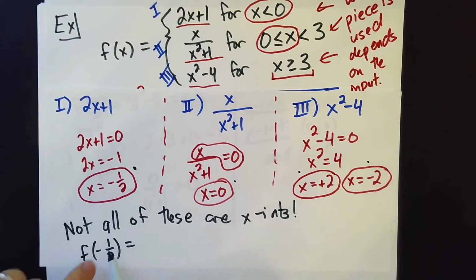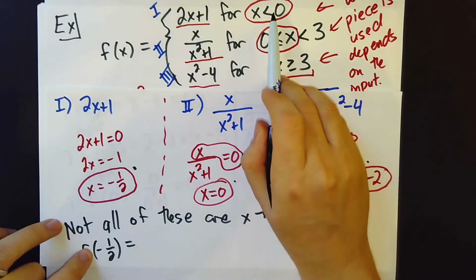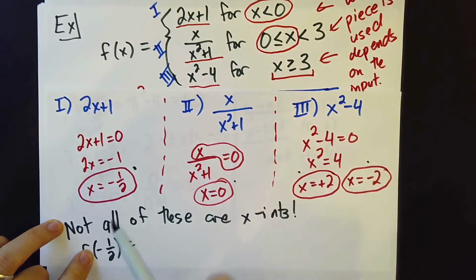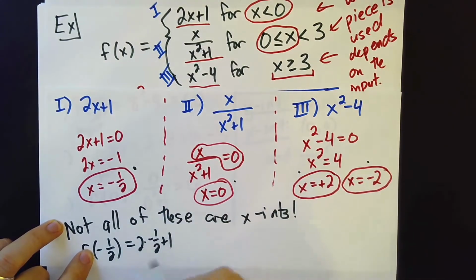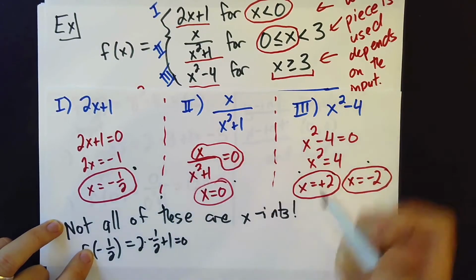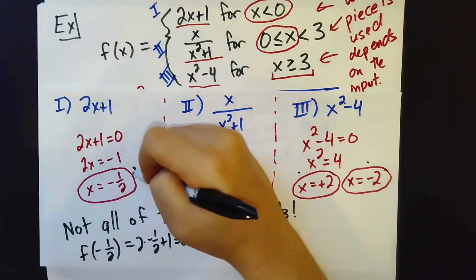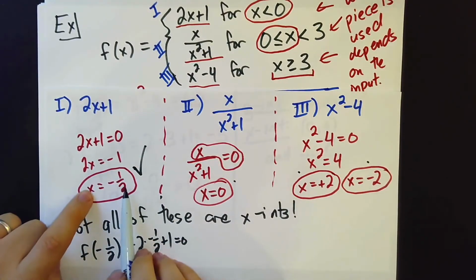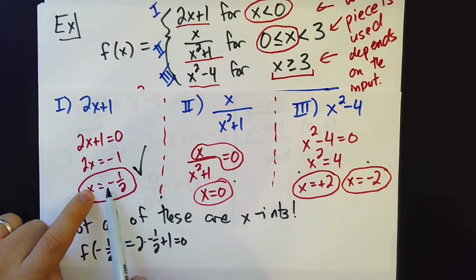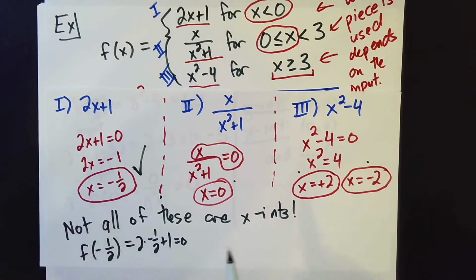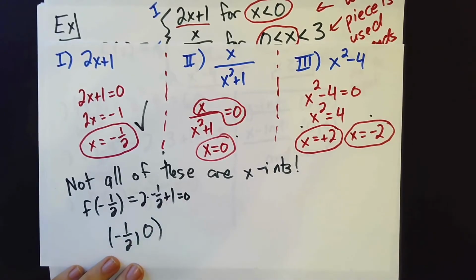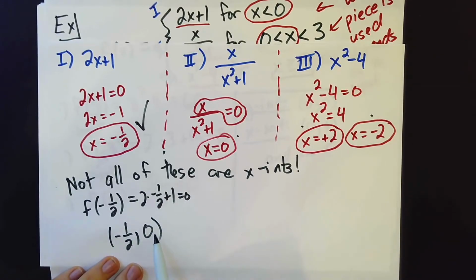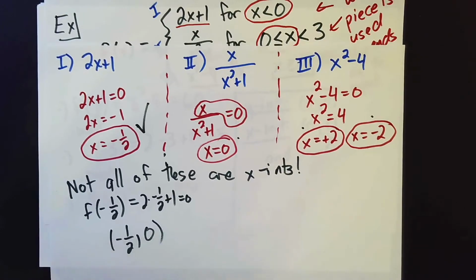I'll look here and say, okay, minus a half is less than 0. So I will get 2 times minus a half plus 1, minus 1 plus 1, that is 0. Okay, so that tells me this is a real solution. It really does give me something where when I plug that in, I get an output of 0. So that's telling me that (minus 1/2, 0) is really an input-output pair, and this point is on the x-axis, so this is an x-intercept. All good.